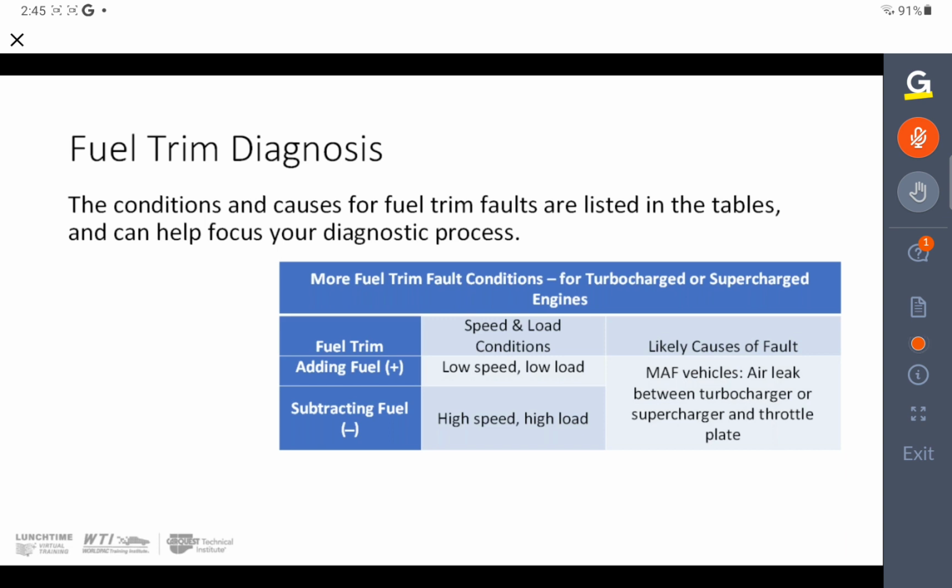These last two have to do with turbocharged or supercharged engines. If you are adding fuel at low speed, low load, or you're subtracting fuel at high speed, high load, and it's a mass airflow sensor vehicle, you want to check for air leaks between the turbocharger or supercharger and the throttle plate.